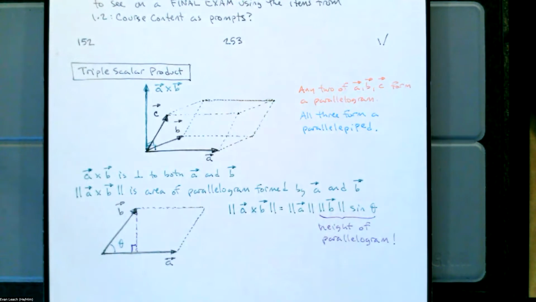So the magnitude of A cross B is the magnitude of A times the magnitude of B times the sine of theta. That's going to be the area of the parallelogram formed by A and B. So the magnitude of the cross product of A and B will tell you the area of the parallelogram formed by A and B.